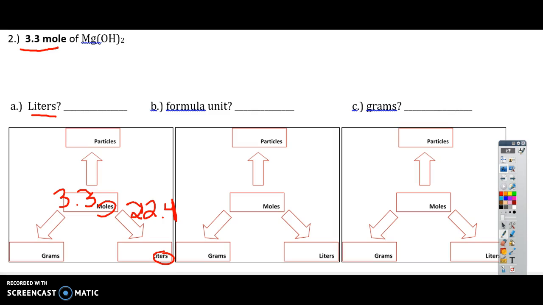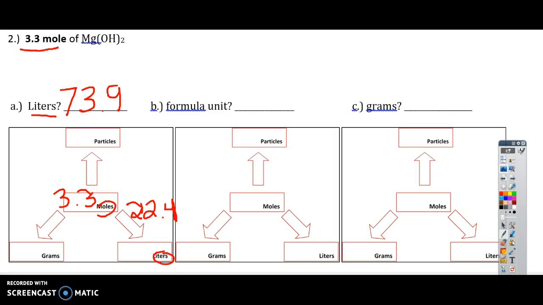So when we multiply those two numbers and we round, you should get 73.9. So make sure you're getting that as you're following along with these calculations. So 73.9 liters. Alright, I'll keep that information there. I think it can fit the next in here.